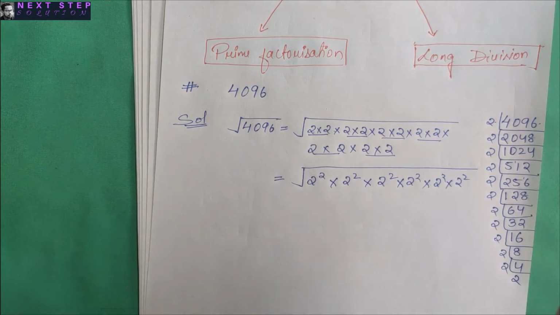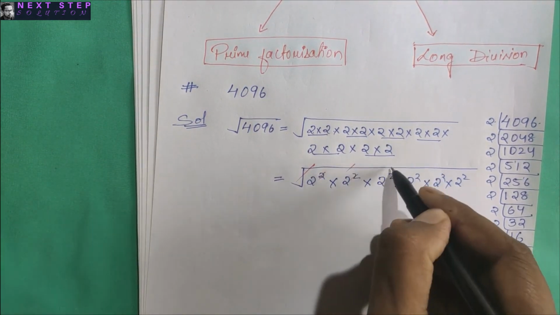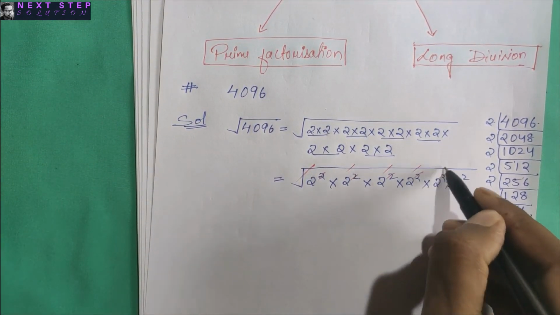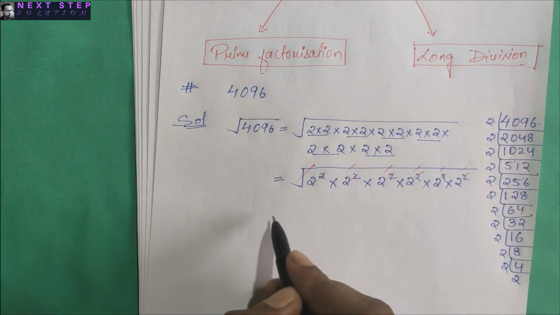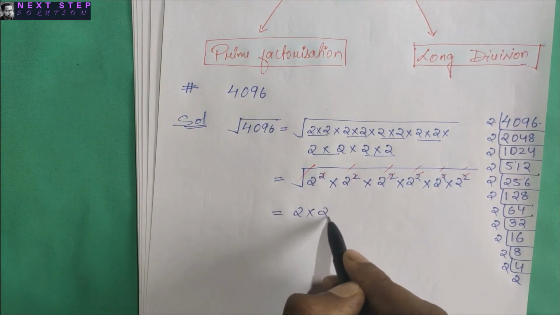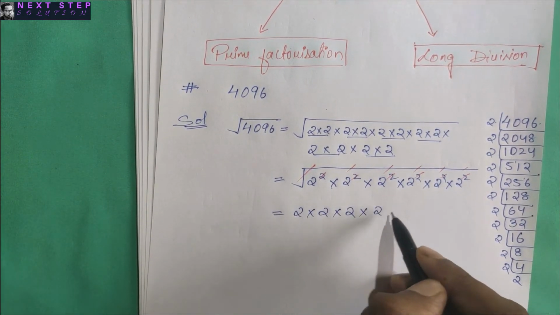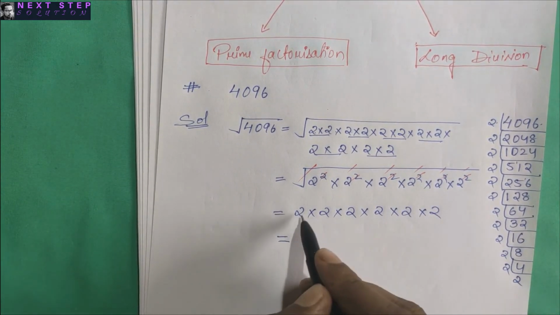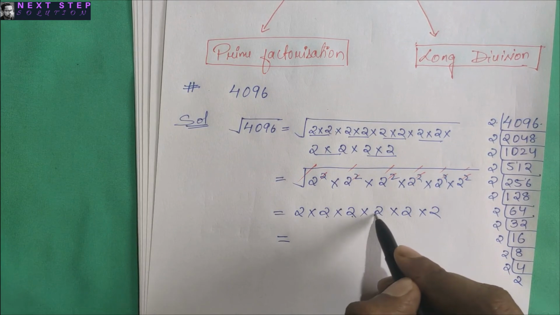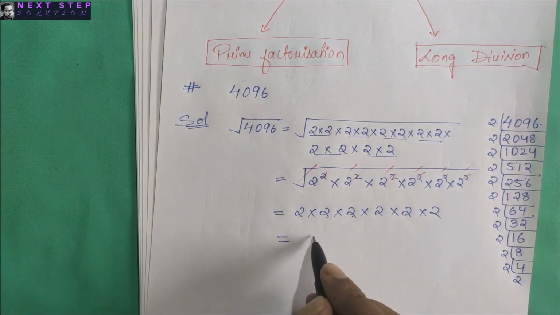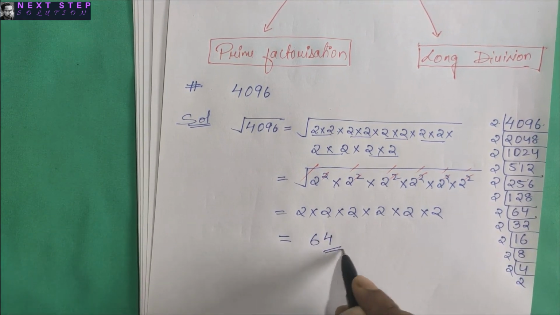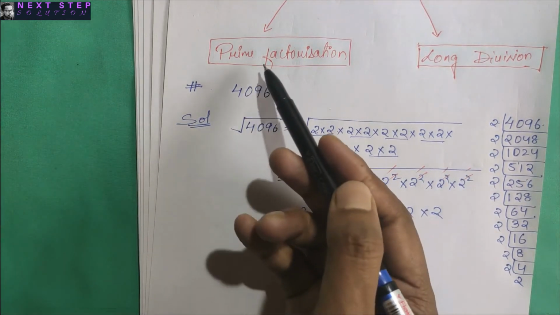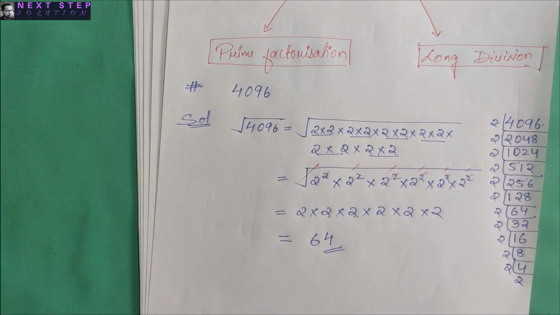Now we know square and root can be cancelled. Square and root over can be cancelled, and we are left with only 2, 2, 2, 6 of them. And if we multiply all these 2's, we get 2 2's are 4, 4 2's are 8, 8 2's are 16, 16 2's are 32, 32 2's are 64. So this becomes 64 as the answer, and we are using the prime factorization method. This is the prime factorization method.